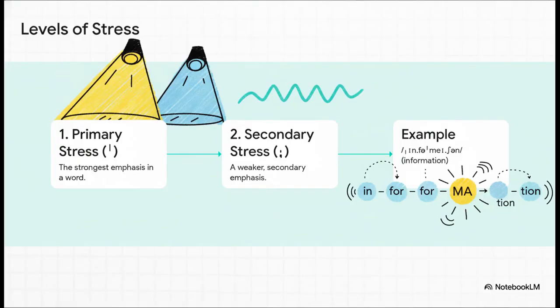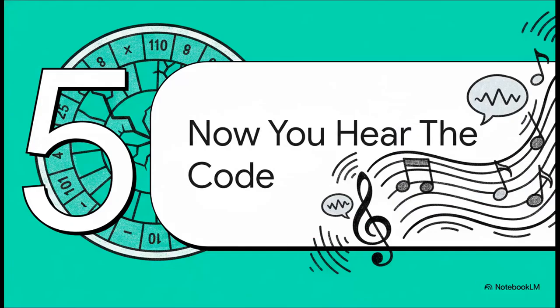Now, of course, the code gets a little more complex. In longer words, it's not just one spotlight. You have a main one called primary stress, and then you might have a dimmer, secondary one. Just listen to the word information. The main event is on MA. That's the primary stress. But in at the beginning gets a little bit of love too. That's secondary stress. Information. You can hear both.